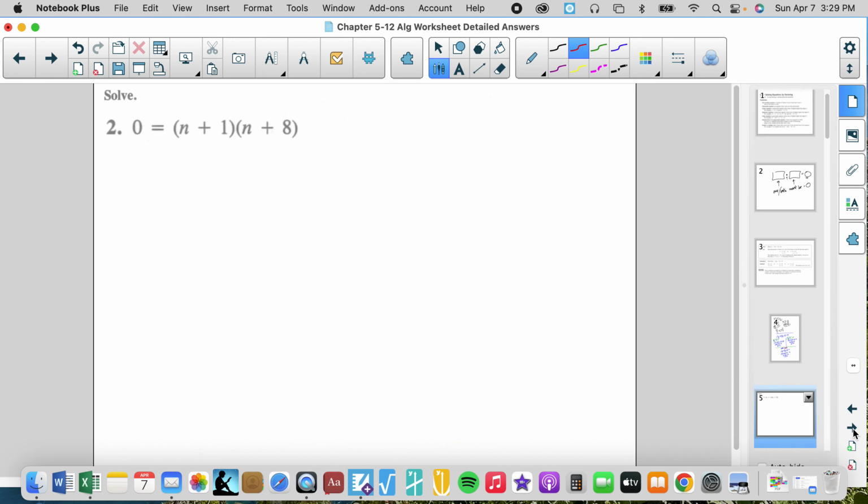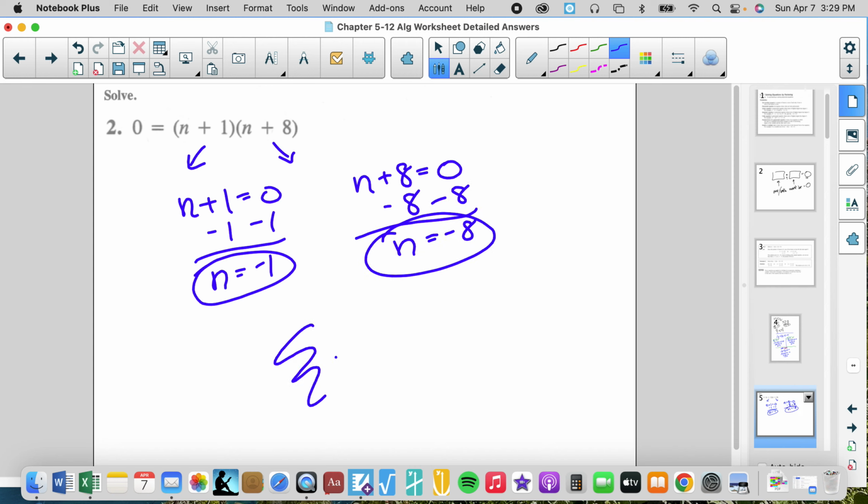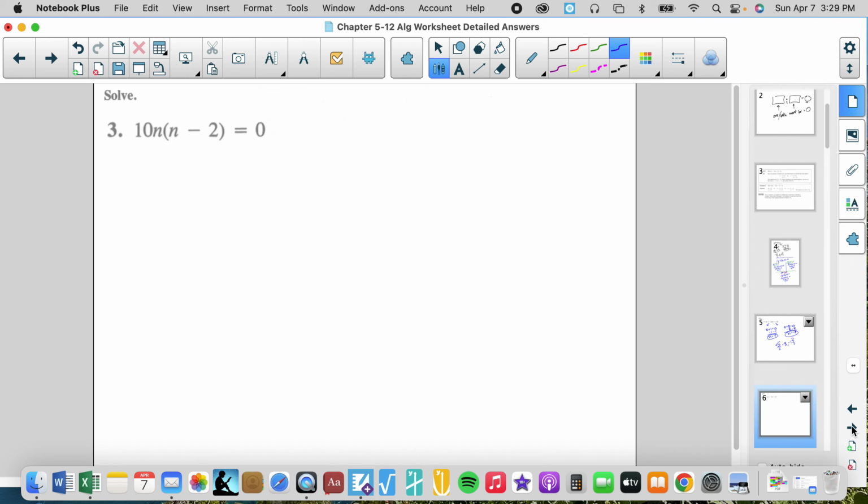So for these first couple of problems, we're just going to take each box and find out what is the value for n to make that box equal to 0. So we set each binomial equal to 0, and then we solve for it. n equals -1, n equals -8. And so my solution set is going to be -8, -1. We're always going to put it in numerical order. And we can check if you want, but you don't really need to, although you can always check.